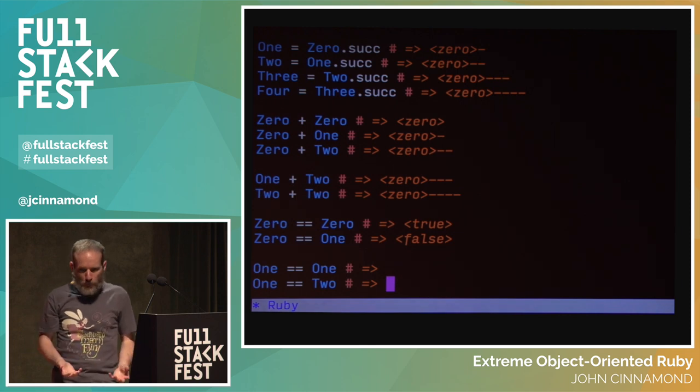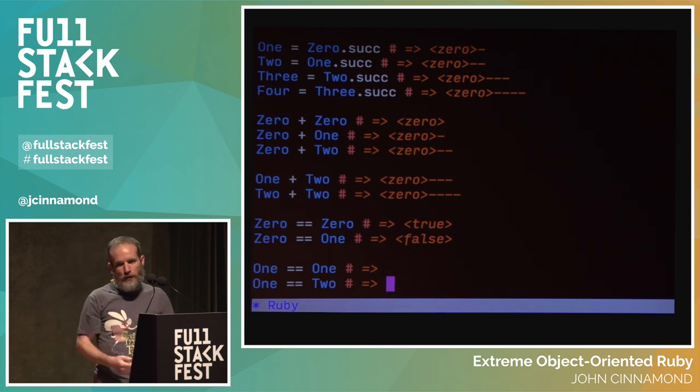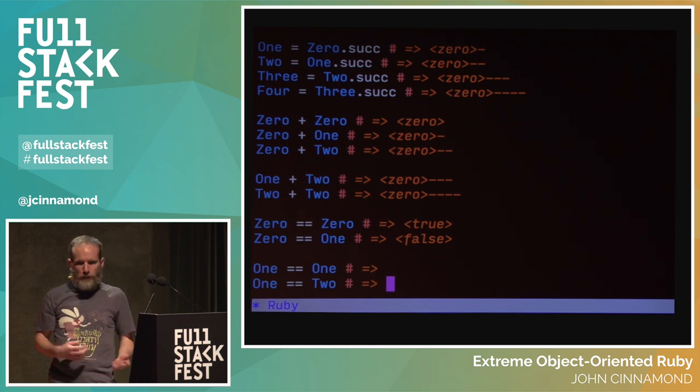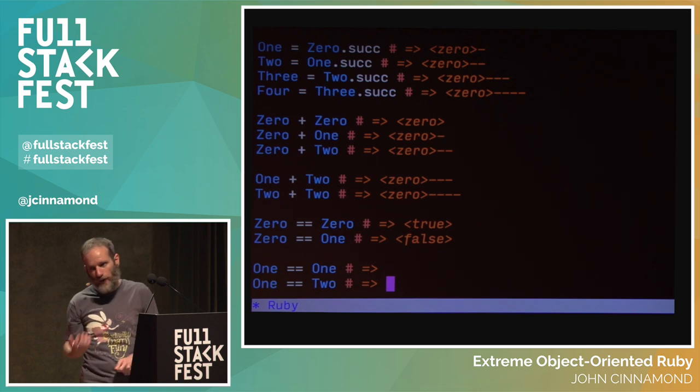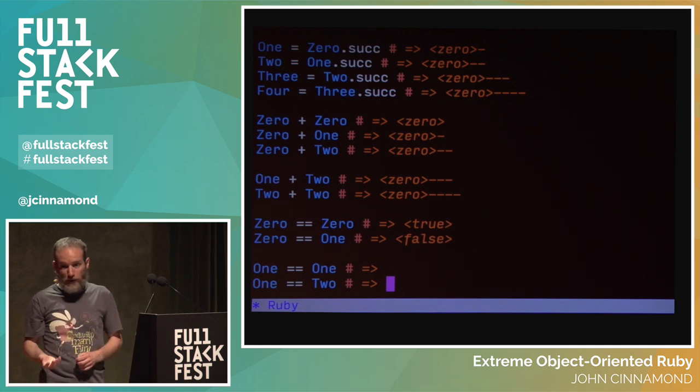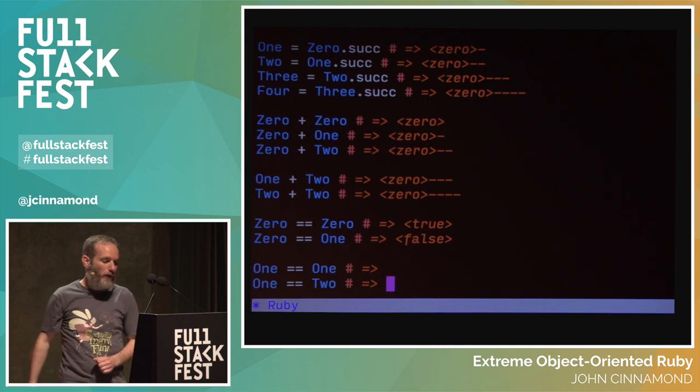I can say that if two numbers are equal, then I also know that their predecessors are equal. So if I say, is 1 equal to 1? I look at the predecessor of both sides. I say, is the predecessor of 1 equal to the predecessor of 1, which is 0 equal to 0? And we know that this works. We can see the code above.